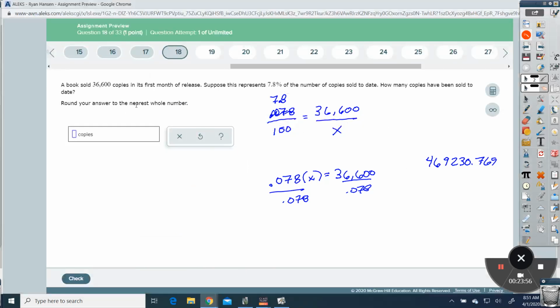Now this says round your answer to the nearest whole number. Well, this 0.7 is going to round that 0 up to a 1. So you would type in 469231. So that'd be the number of copies that have been sold to date.